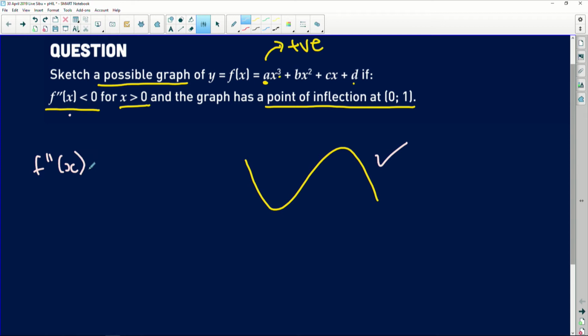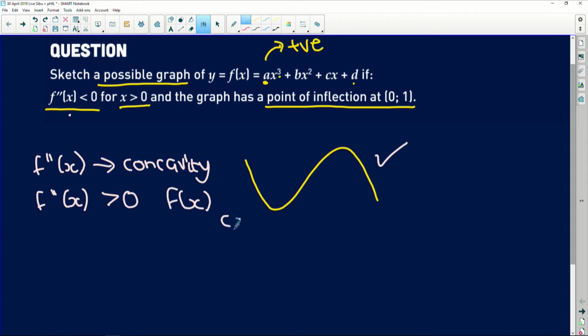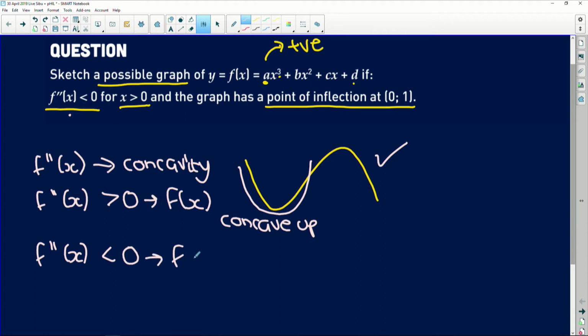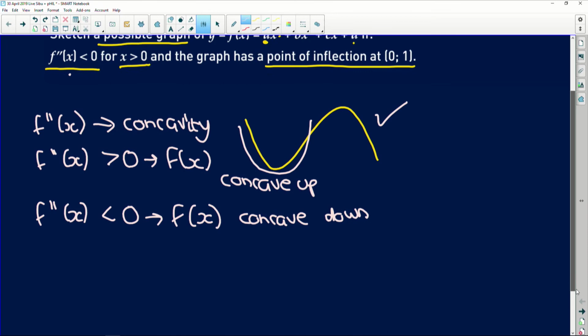The moment you see second derivative, you're looking at concavity of the original function. So, if the second derivative is positive, it means that the original function is concave up, which is what looks like over here, that smiley face there. If the second derivative is negative or less than 0, it means that the original function that you've derived twice is concave down.